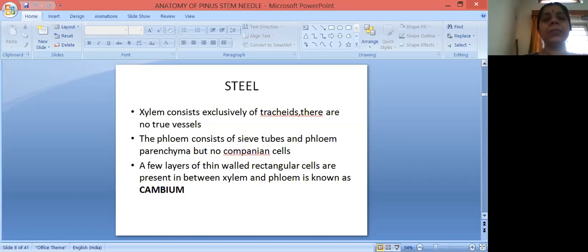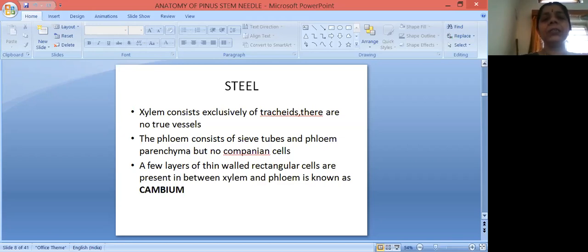It means xylem cells. And coming to the phloem, in the same manner, phloem is also a complex tissue which consists of four types of cells, the same as xylem. They are phloem cells, phloem vessels, phloem fibers, and phloem parenchyma.